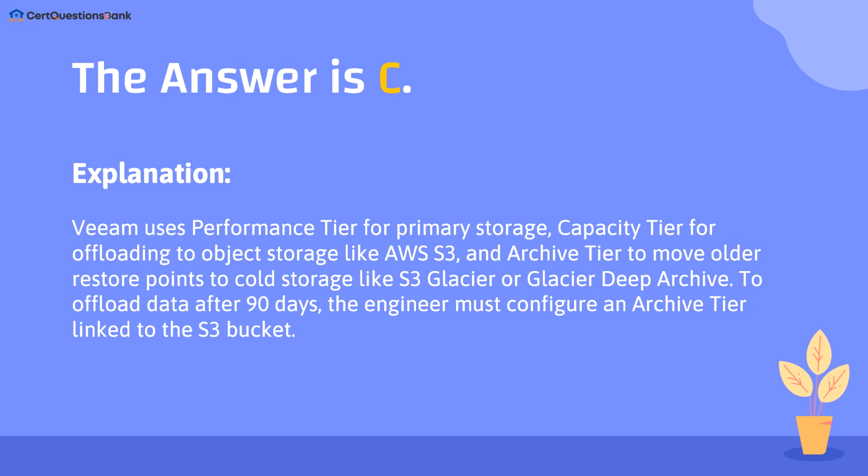Veeam uses performance tier for primary storage, capacity tier for offloading to object storage like AWS S3, and archive tier to move older restore points to cold storage like S3 Glacier or Glacier Deep Archive. To offload data after 90 days, the engineer must configure an archive tier linked to the S3 bucket.